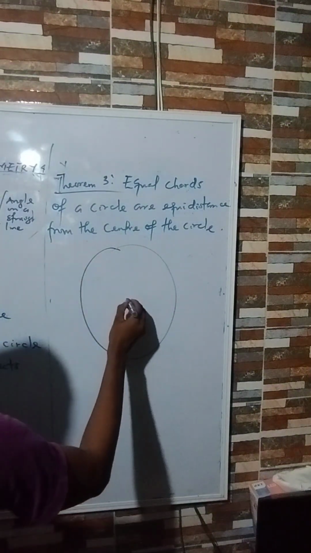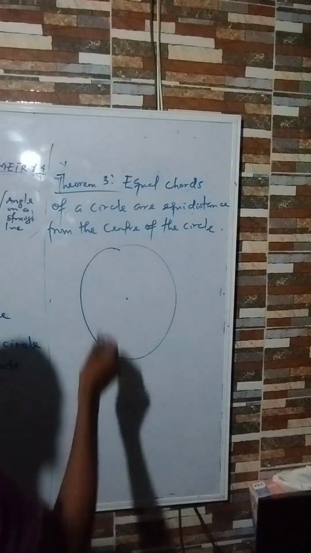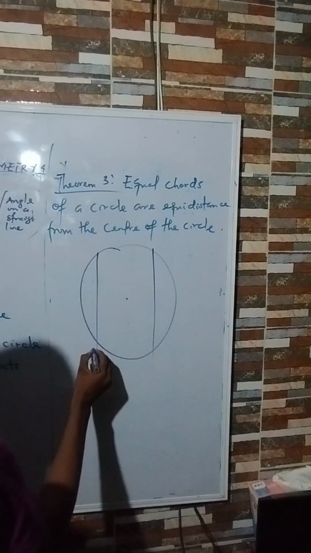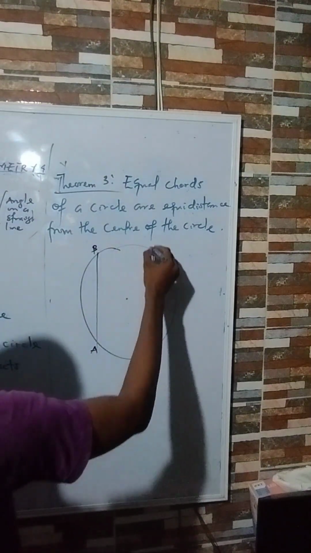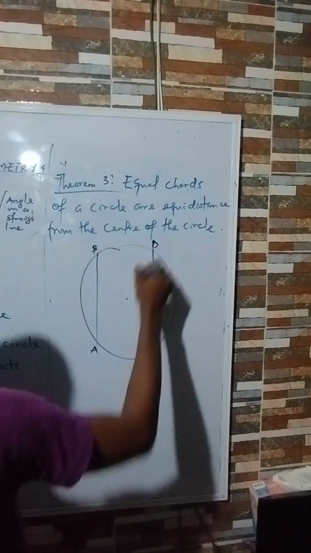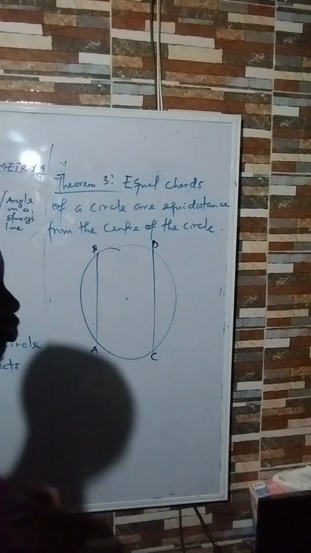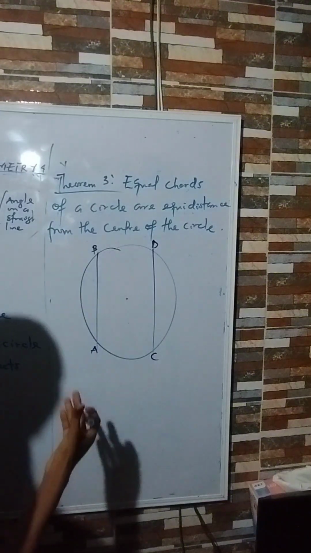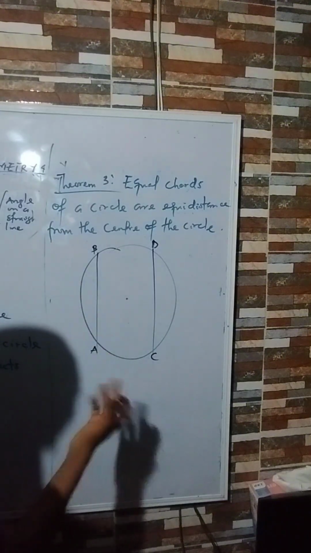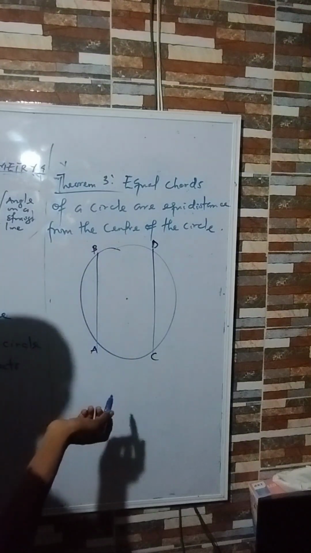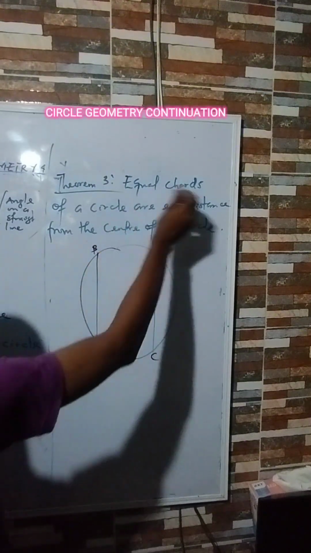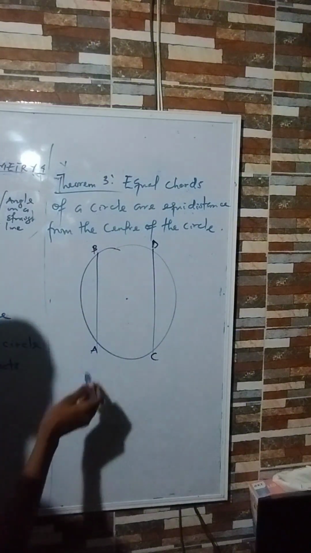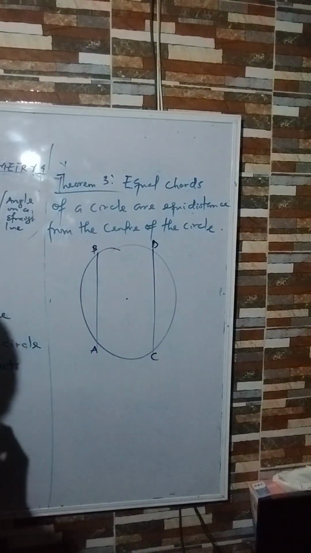That means if you have a center here, like I said, if I draw a chord here, if I draw another chord here, let's label this chord A, this one B, this one C, this one D. Like I told you, the basics of this work is to understand all these meanings. When I say a chord, you should know what a chord looks like. Talk about the diameter, you should know what the diameter is. So now we are saying that equal chords of a circle are equidistant from the center of the circle.